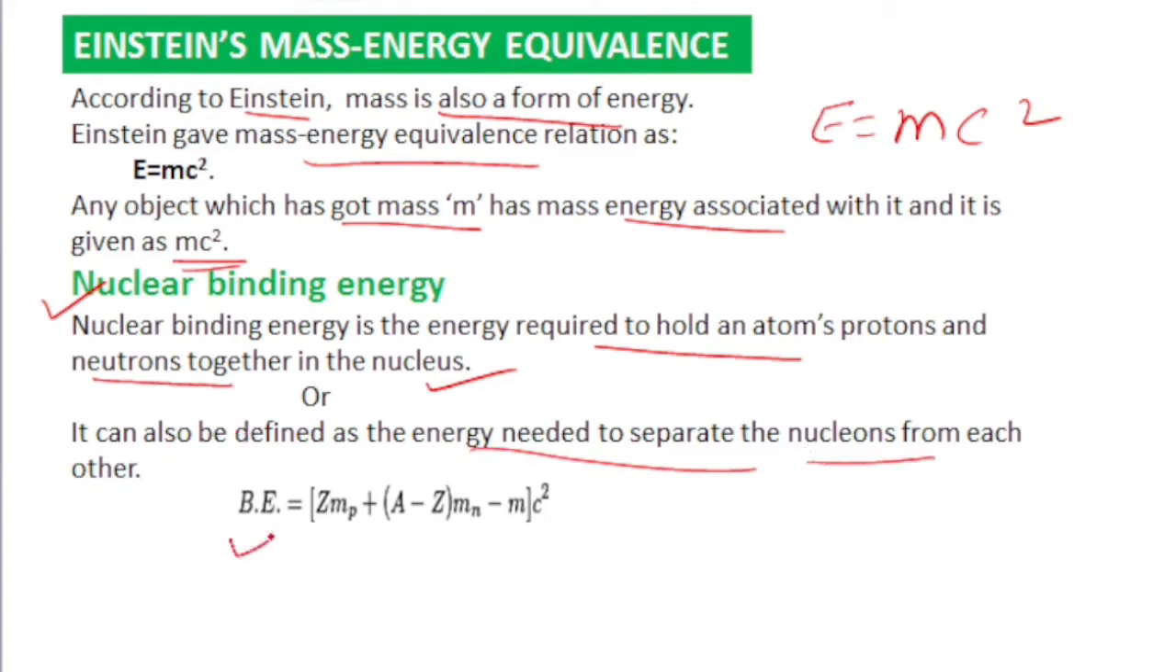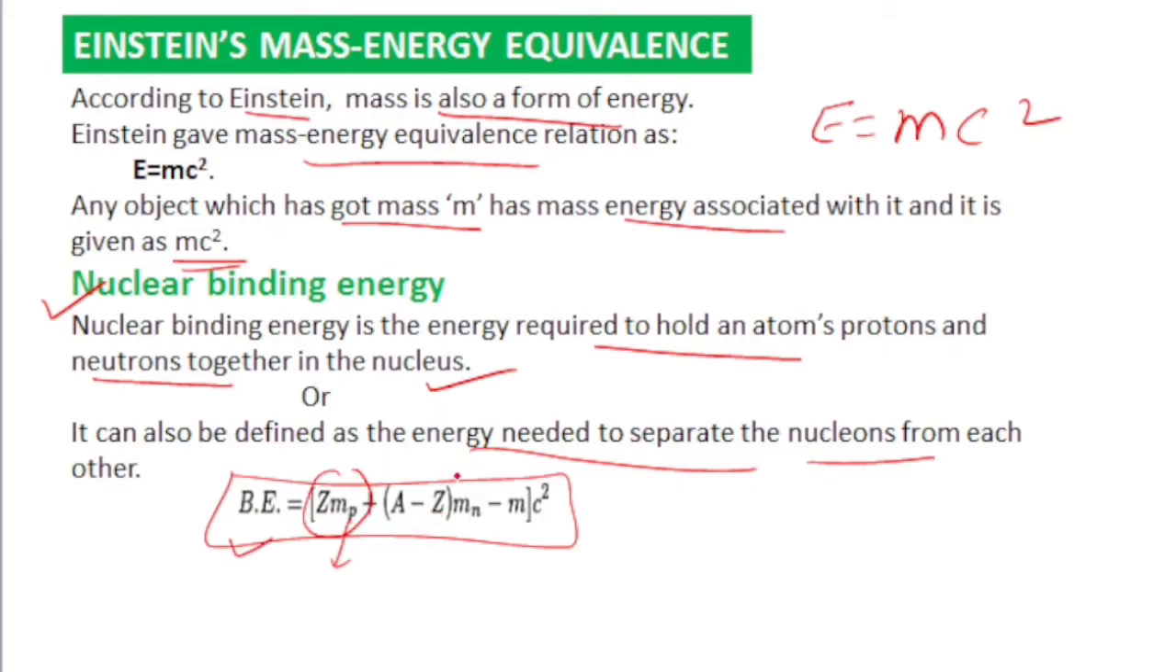And it is given by binding energy equal to [ZMp plus (A minus Z)Mn minus M] c square. Mp is the mass of a proton and Z is the total number of protons. So that is the total mass of protons, plus the total mass of A minus Z, meaning neutrons.